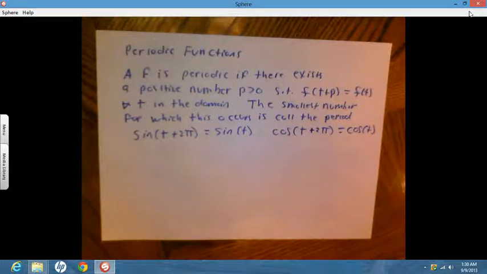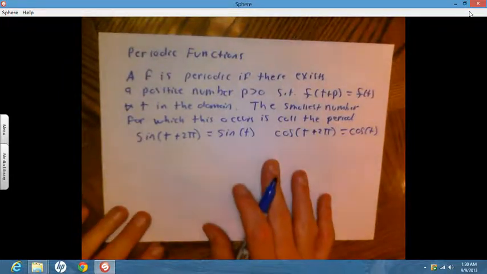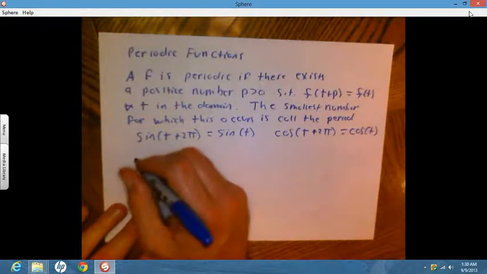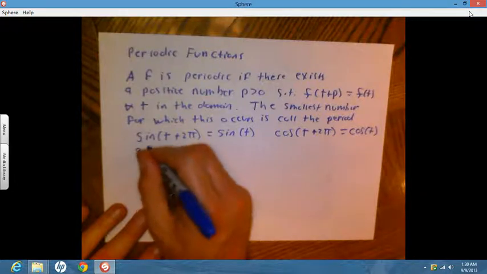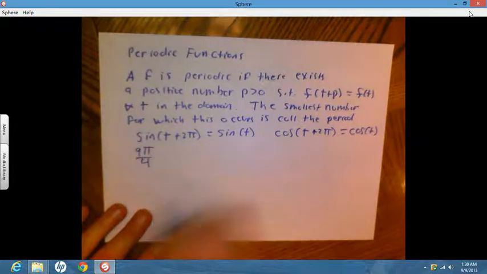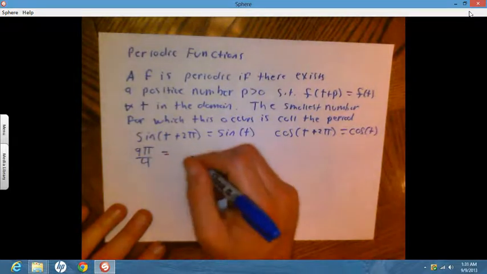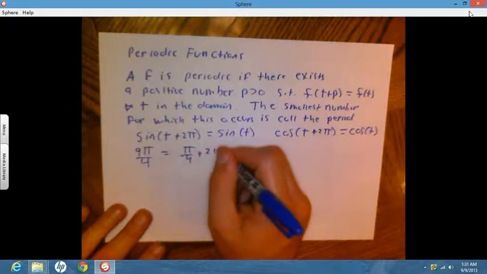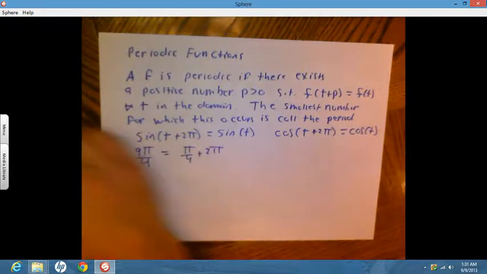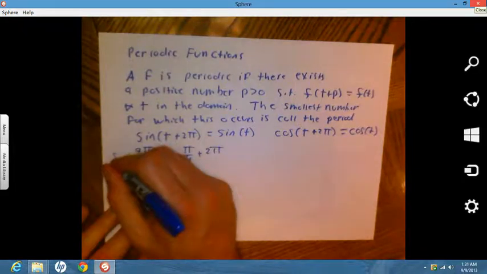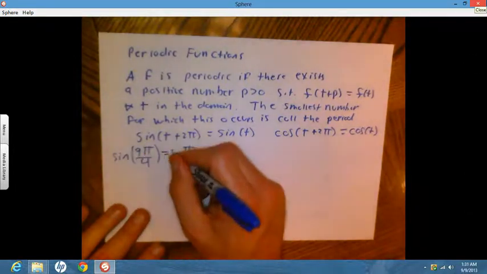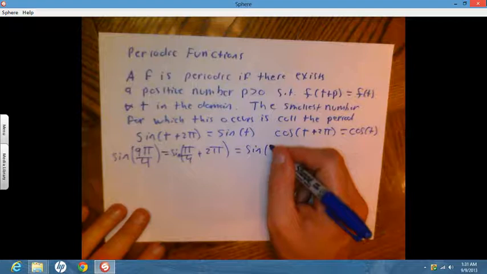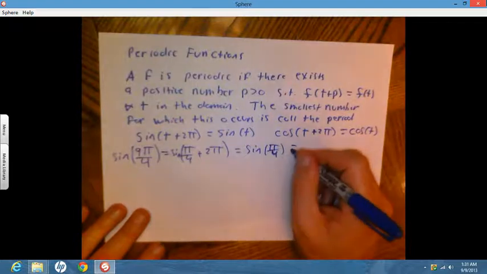so let me do an example of this. Let's suppose we have 9 pi over 4. We want to find out what the sine or the cosine is of 9 pi over 4. Well, if I notice that 9 pi over 4 is equal to pi over 4 plus 2 pi, I can then take the sine of these, or the cosine equivalently, and this will just equal the sine of pi over 4, which is equal to the square root of 2 divided by 2. Essentially, adding 2 pi doesn't do anything there.